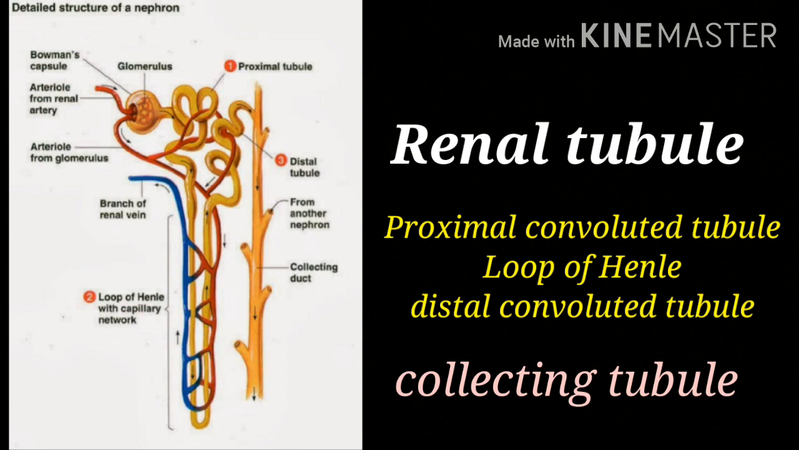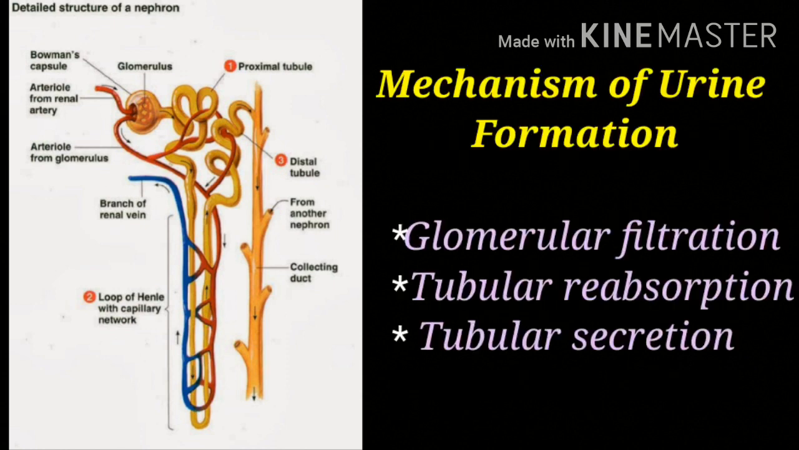Clear? Next, the mechanism of urine formation. There are three steps involved in the mechanism of urine formation. The first one is glomerular filtration. Second one, tubular reabsorption. Third one, tubular secretion. Now we can see them one by one. The first one is glomerular filtration.